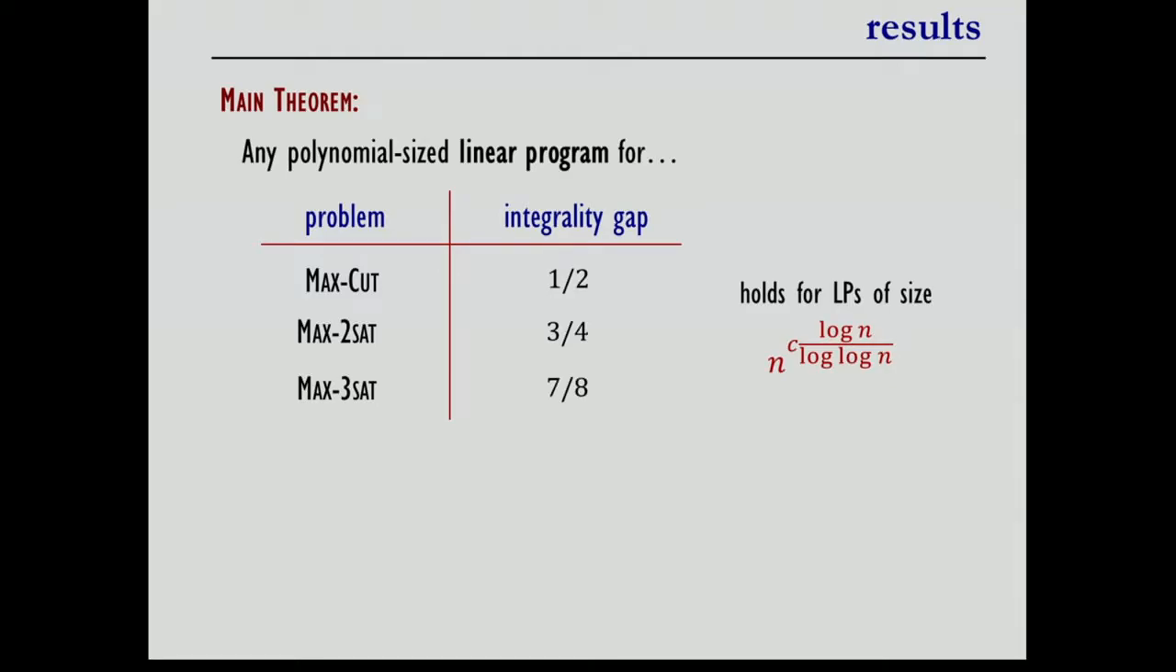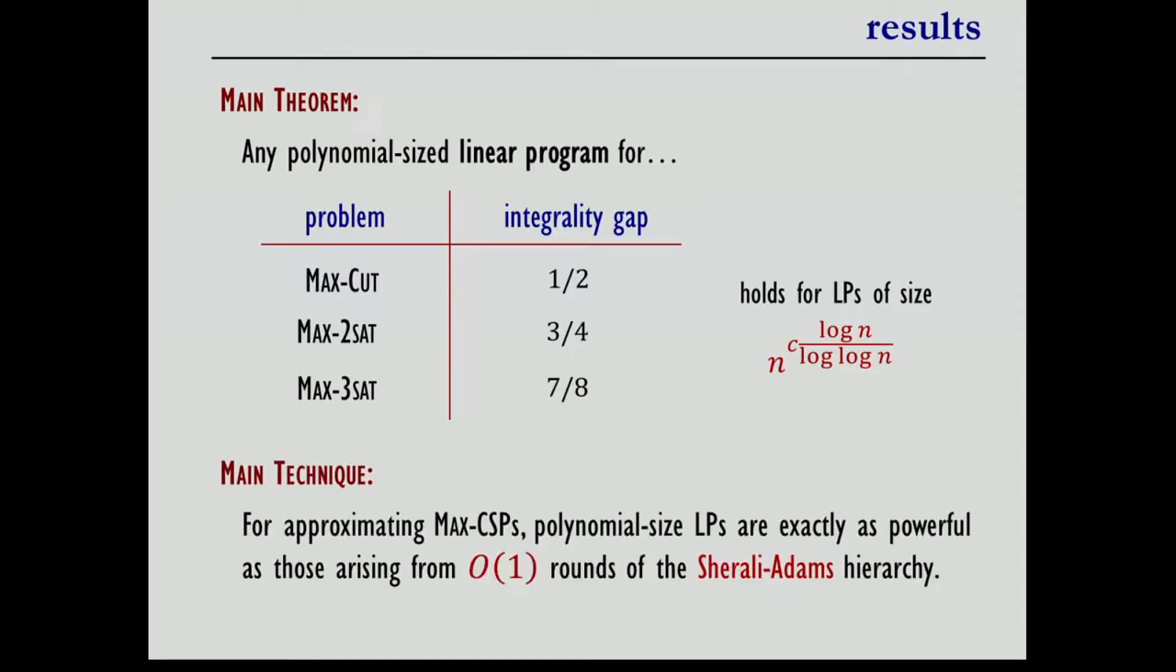I didn't tell you what a linear program is, obviously, because we didn't prove P is not equal to NP, so there's some caveat. Okay, and the main technique is maybe a bit surprising initially: for max constraint satisfaction problems, polynomial size linear programs are exactly as powerful as a constant number of rounds of the Sherali-Adams hierarchy. And then of course all these bounds follow because we know very strong bounds for Sherali-Adams.